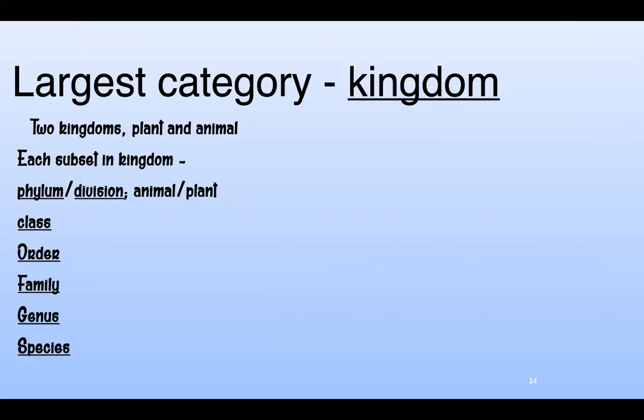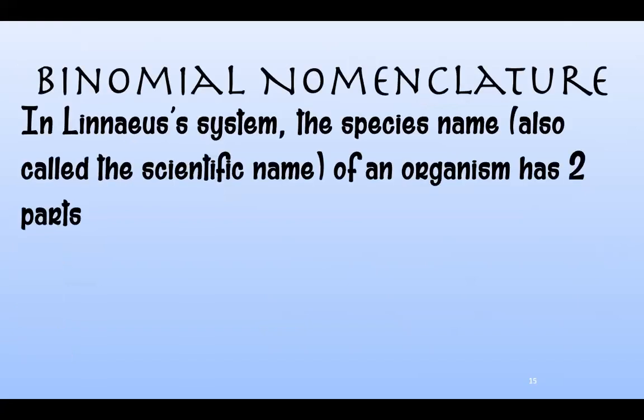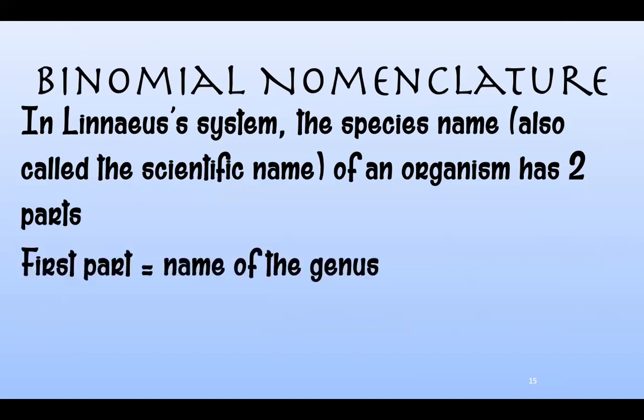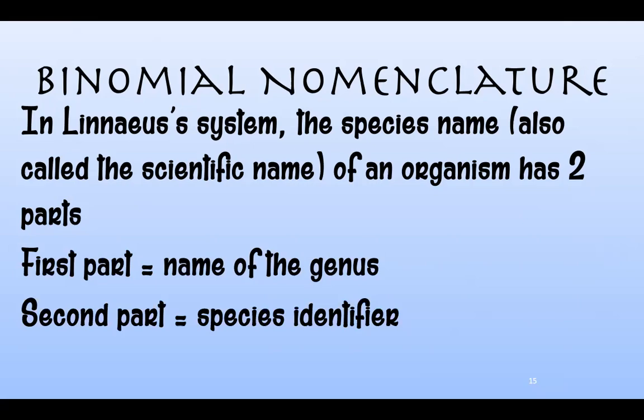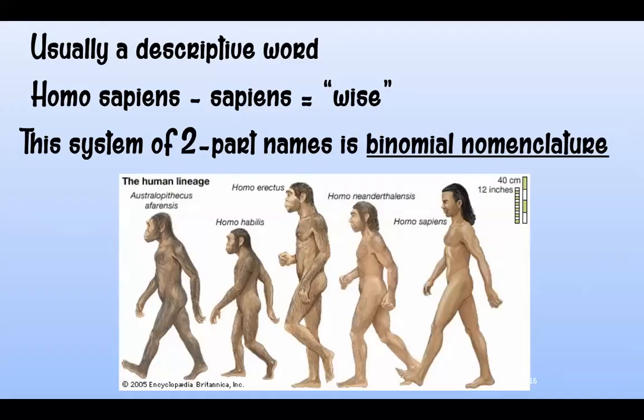So the largest category, kingdom. When we look at 2 kingdoms, plant and animal, you've got the subsets, which is the next level down. For the plant kingdom, it's not called a phylum, it's called a division. And for animals, it's called phylum. And then finally, class, order, family, genus, species. So like I said, in Linnaeus' system, it's called binomial nomenclature. That means 2 parts. The first part is the name of the genus. The second part is the species identifier. And again, Homo sapiens is wise man.